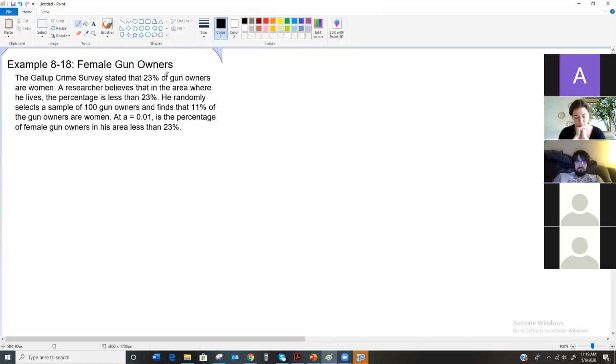So not necessarily that this is wrong, but he wants to know, is his region different than that? He randomly selects a sample of 100 gun owners from his area, hopefully, and finds that 11% of the gun owners are women. At alpha equal 0.01 is the percentage in his area less than 23%? Now, this is pretty far off. I'm pretty certain that we're going to reject on this, but we still should run the hypothesis test. And we know it's proportion, so we know we're doing a z-test.